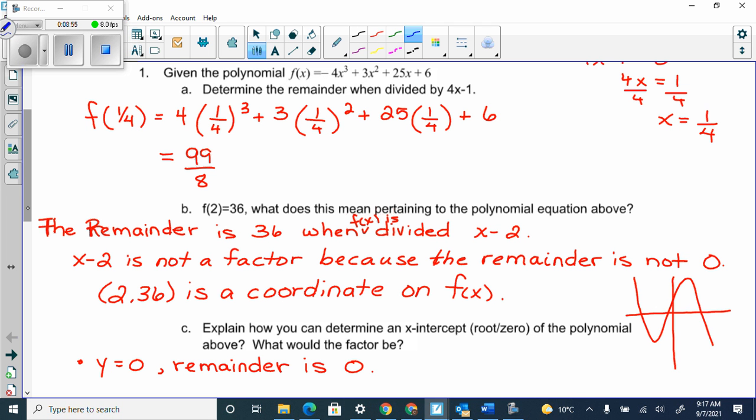Now what does it say there on your screen at the bottom? It says left bound. So we're going to find this one first. So what part of the graph is on the left side of that X-intercept?